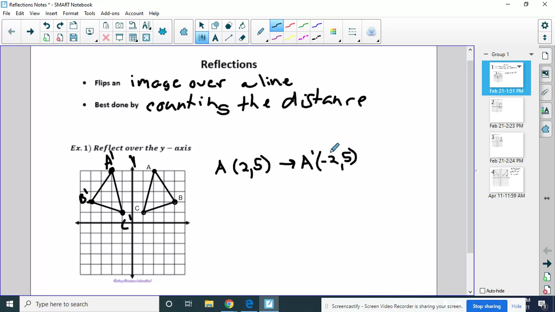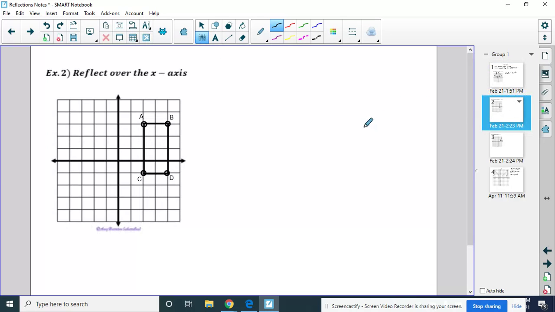Okay, so you are going to try example 2 on your own. Pause if you need to get this down. Example 2 is right here, reflection over the x-axis. Try it on your own, and then we will go over that and the next example together in class. And I will see you then.